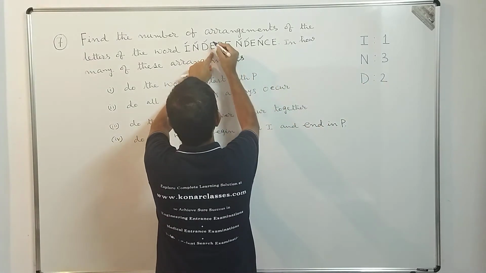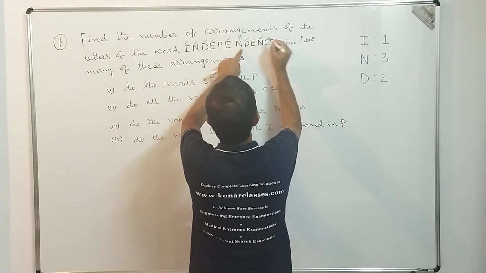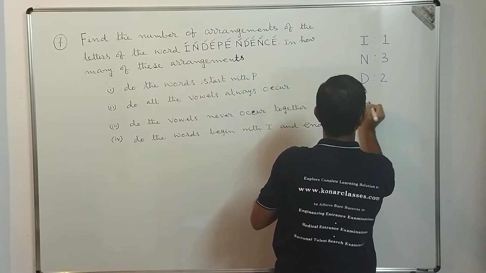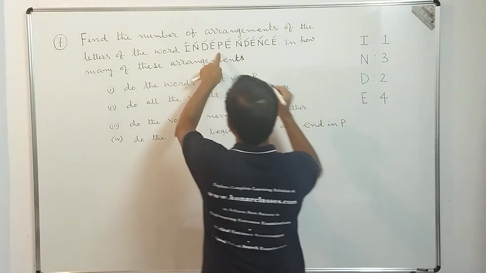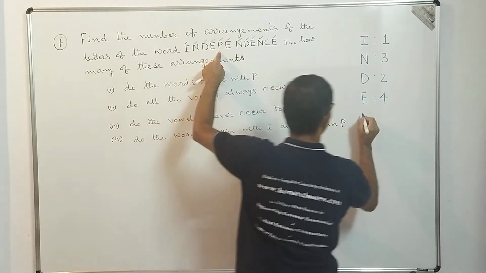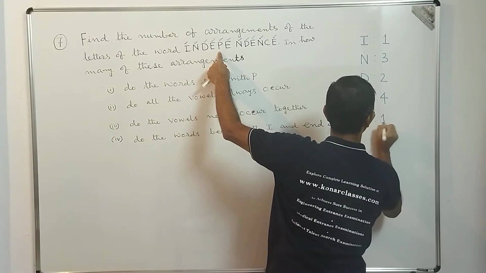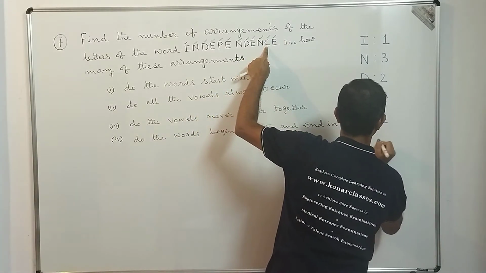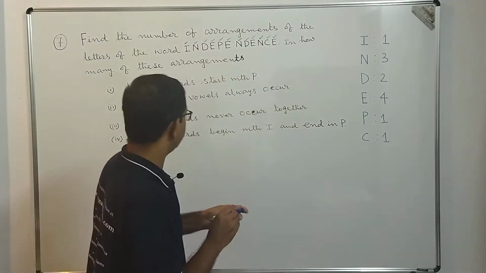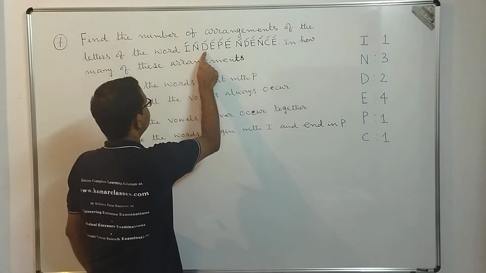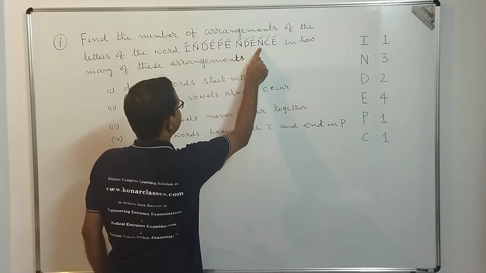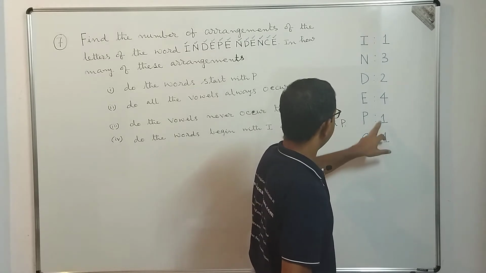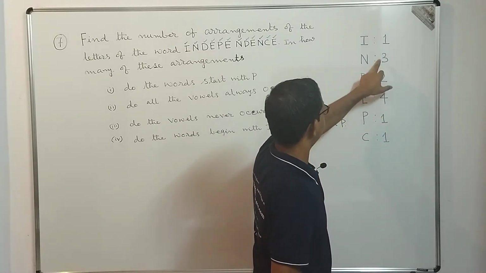Then E occurred at this place 2, then this is 3rd place, 4th place. So E occurred 4 times. And then we see that P occurred only 1 time. Then C occurred 1 time. So how many letters are there in total in the word independence? 1, 2, 3, 4, 5, 6, 7, 8, 9, 10, 11, 12. Now if we add all these, we should get 12: 1 plus 1 is 2, plus 4 is 6, plus 2 is 8, plus 3 is 11, plus 1 is 12.